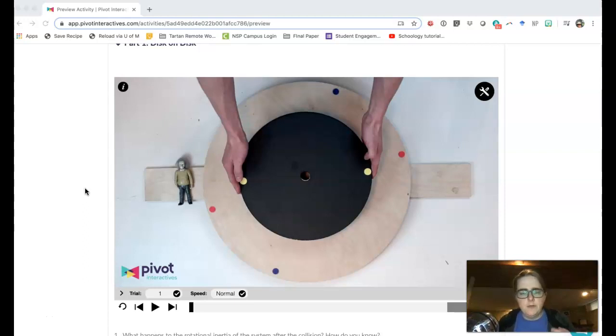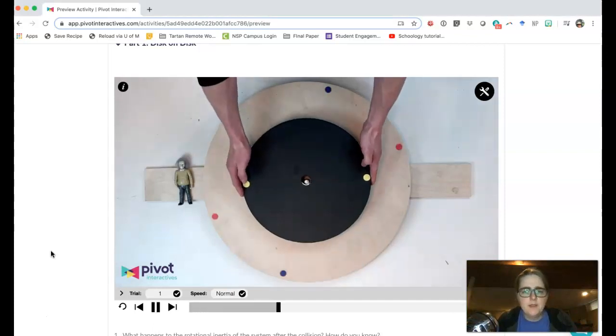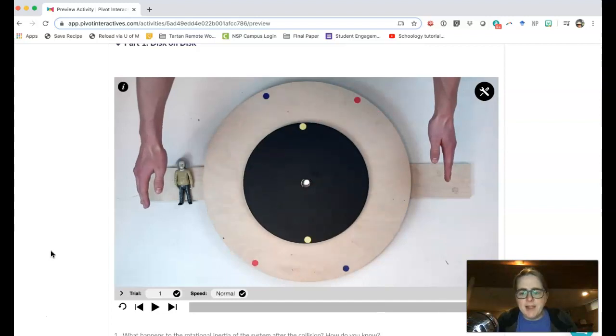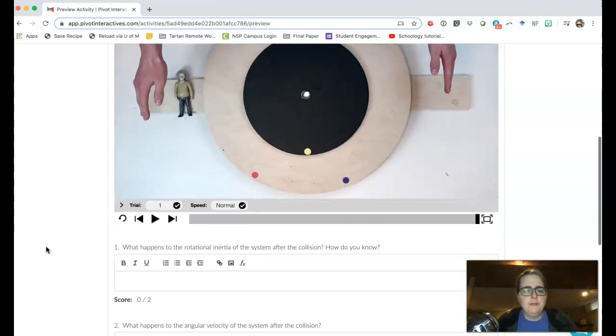So for this video, I want to start by looking at part 1 of the rotational collisions lab that you did. In this part 1, there was a large spinning disc, this big wood one, and they dropped this black disc on there. Now, as soon as that black disc hits, the large spinning disc slows down. And you were asked two main questions.